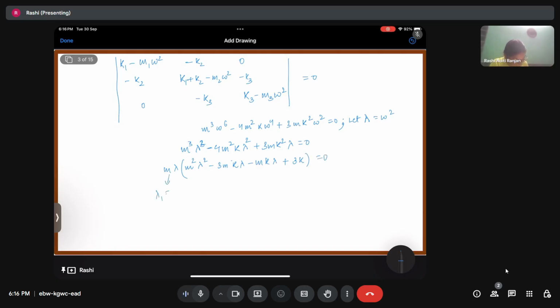Now from here, lambda 1 is equal to 0, so omega 1 is going to be equal to 0. From the remaining part, taking common m and lambda, we get (m lambda minus 3k) minus k (m lambda minus 3k), which gives (m lambda minus k)(m lambda minus 3k) equal to 0. So lambda 2 is k by m, and lambda 3 is 3k by m. These are the three roots that we get from this equation.